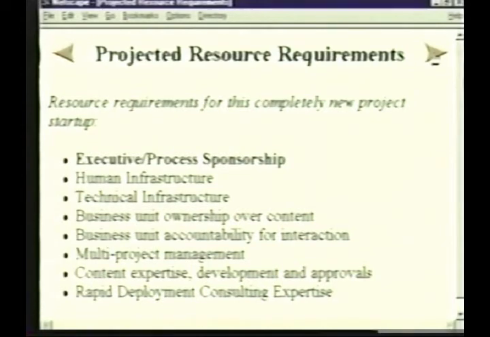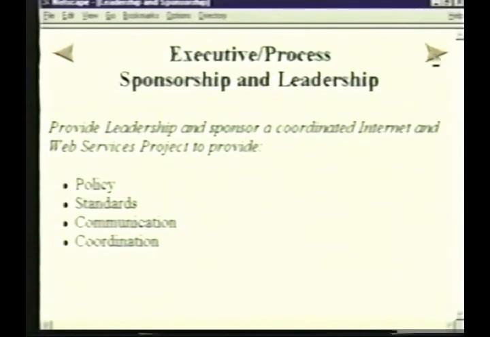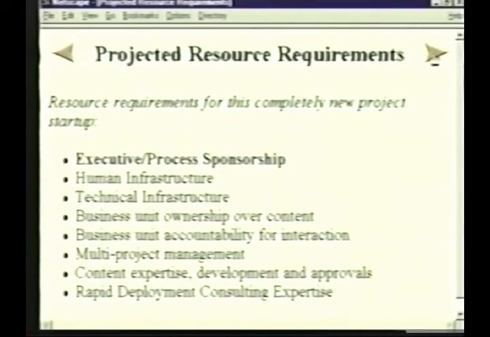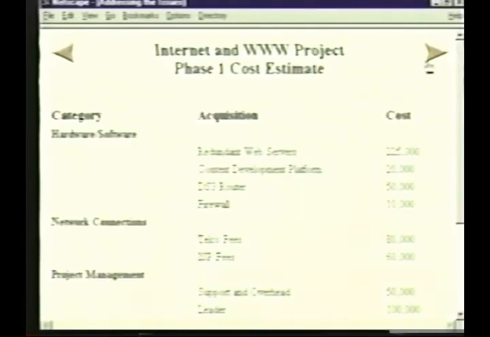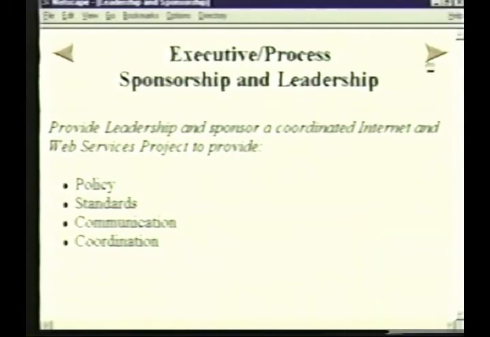The primary thing we've come to you for is to ask for executive and/or process sponsorship. Are you the people who would like to sponsor a project like this? Do you see the need for a coordinated project? And what will it take for us to get this developed? We need new human and technical infrastructure, business unit ownership over the content, and obviously a multi-project management approach. Rapid deployment is the imperative here. We need some consulting expertise from the outside. We have some internal, and we need to acquire some external expertise. This is an opportunity as a process sponsor group for you all to say, yes, it is time for us to develop policy standards and communication coordination, consistency in terms of look and feel. And the coordination, again, is between business units, between CSAs, across the region, and with other regions.